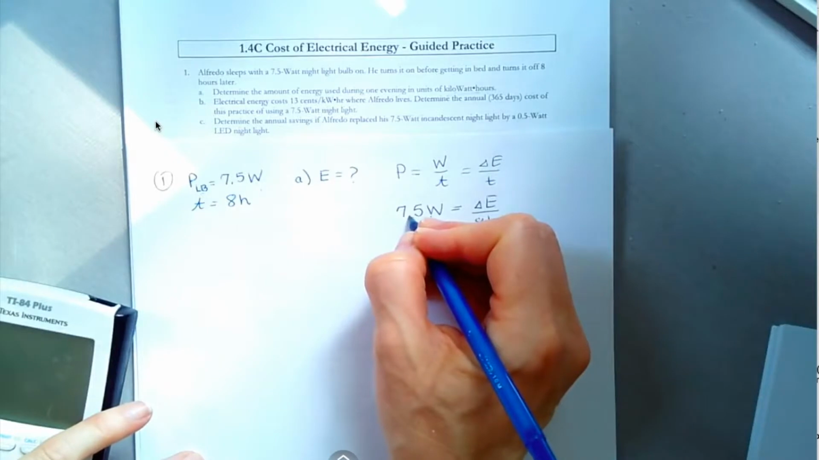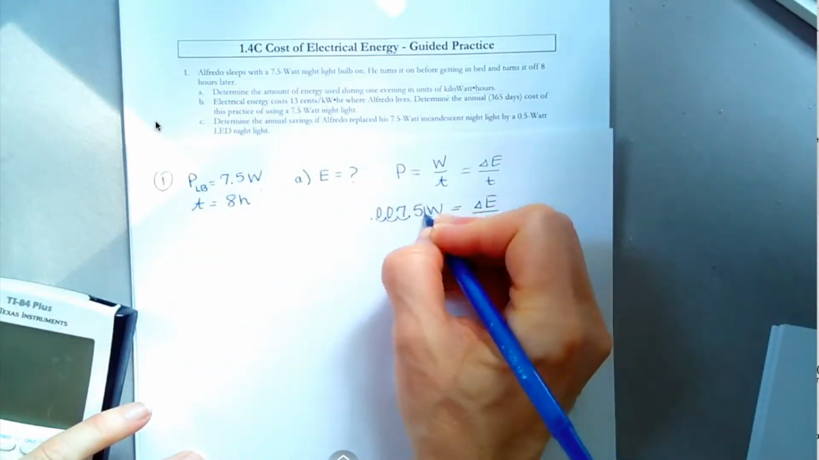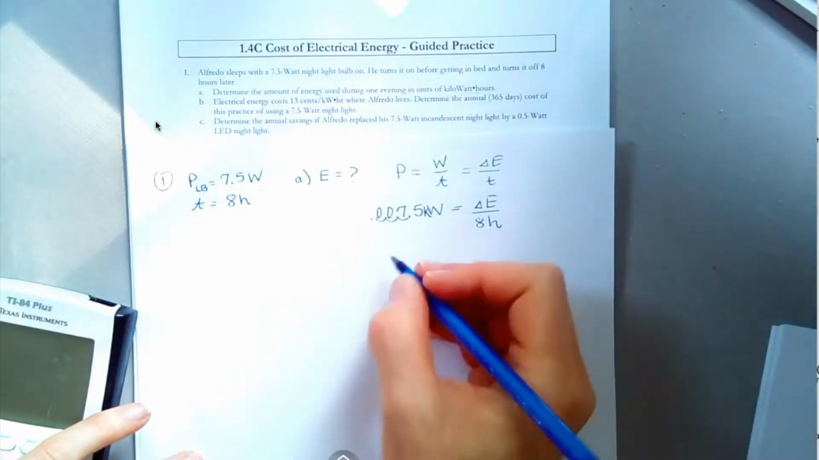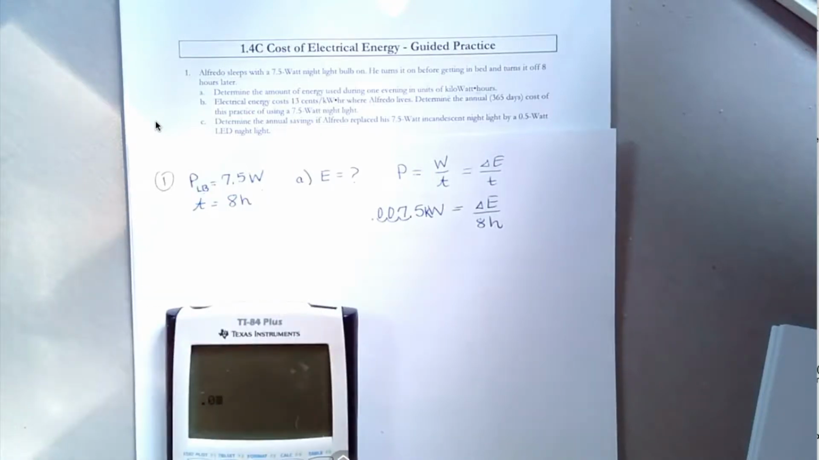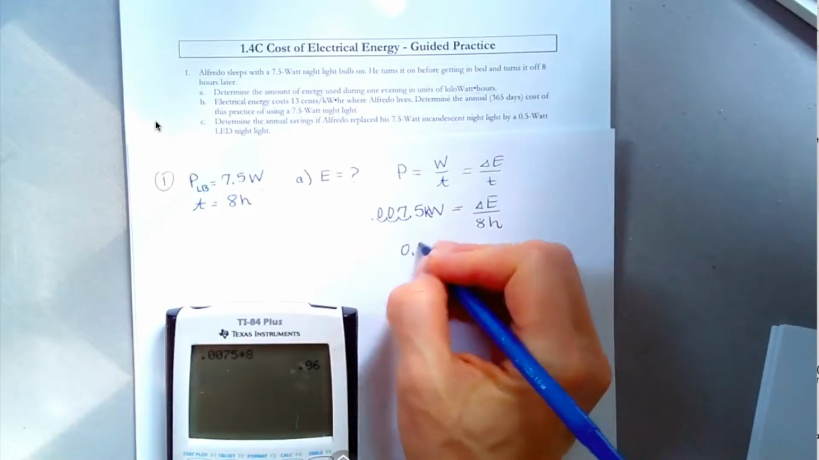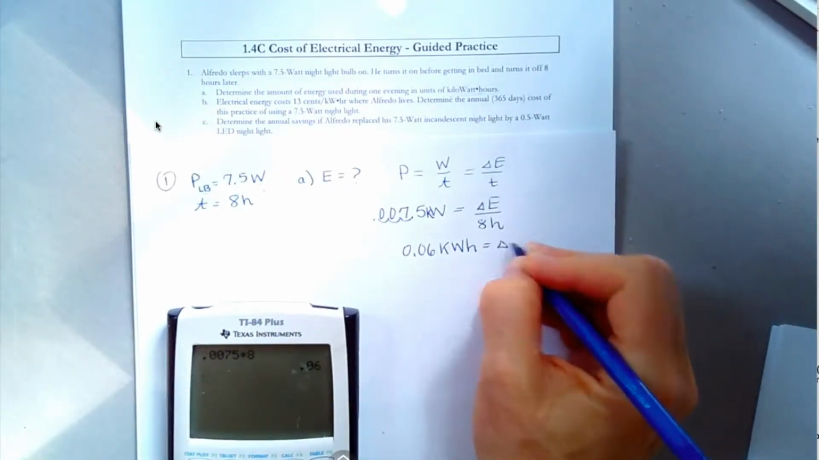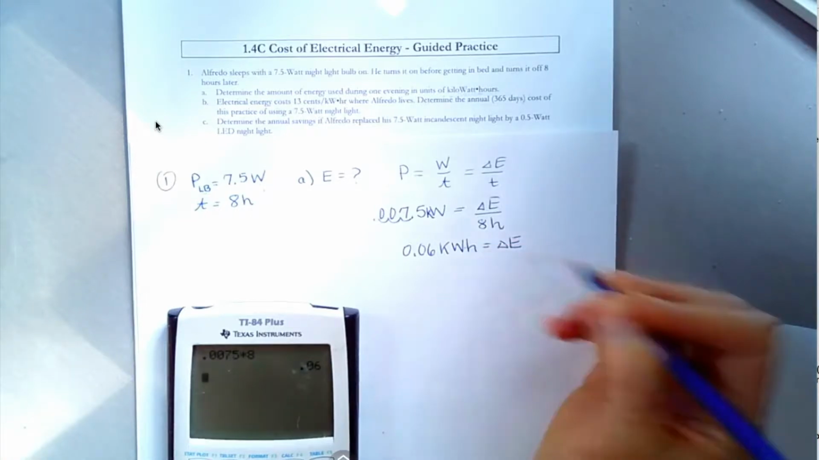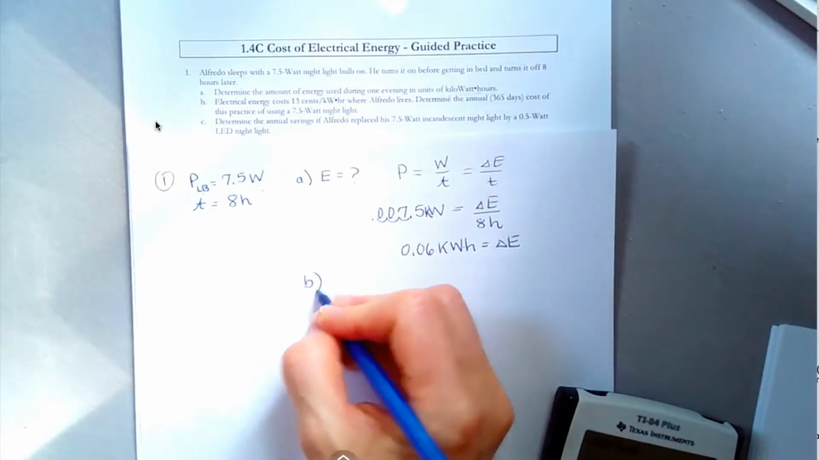So I'm going to move the decimal place over 1, 2, 3 places so that I can change these units to kilowatts. So now if I do 0.0075 times 8, I get 0.06 kilowatt hours. Not kilowatts per hour, kilowatt hours is the units of time. So then for part B, energy costs 13 cents.